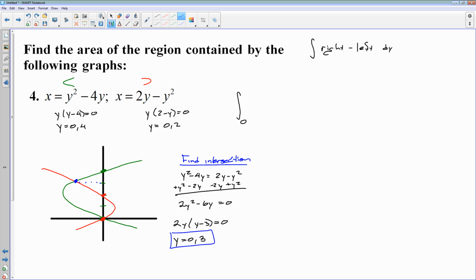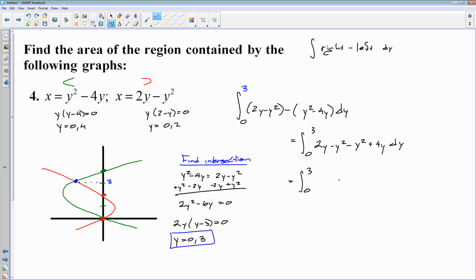So my y-coordinates of intersections are 0 and 3, so my upper limit is 3. And then I've got to do the right curve minus the left curve. The right curve was 2y minus y squared, minus left curve, which is y squared minus 4y. And then we will distribute the negative and solve that integral. So integral from 0 to 3 of 2y minus y squared minus y squared plus 4y dy. Combine like terms. That would be 6y minus 2y squared.